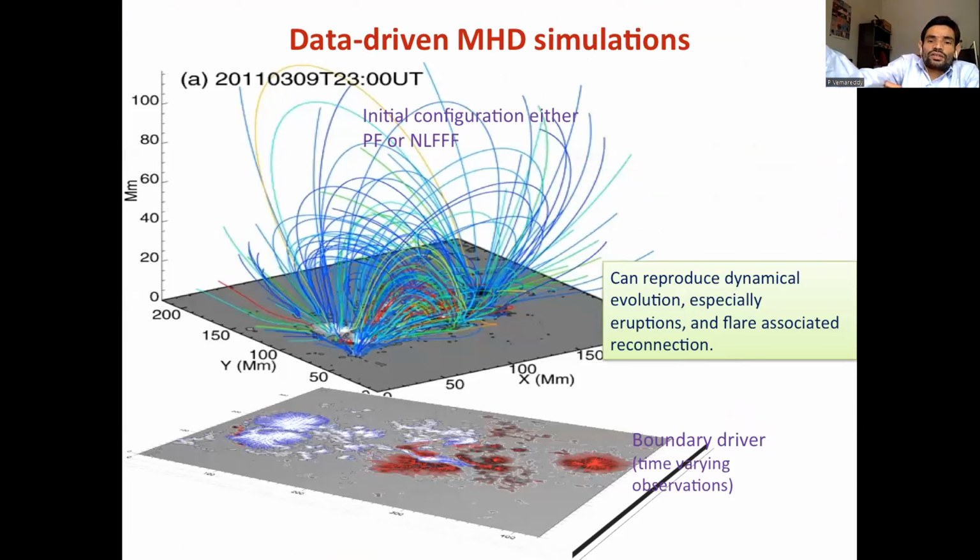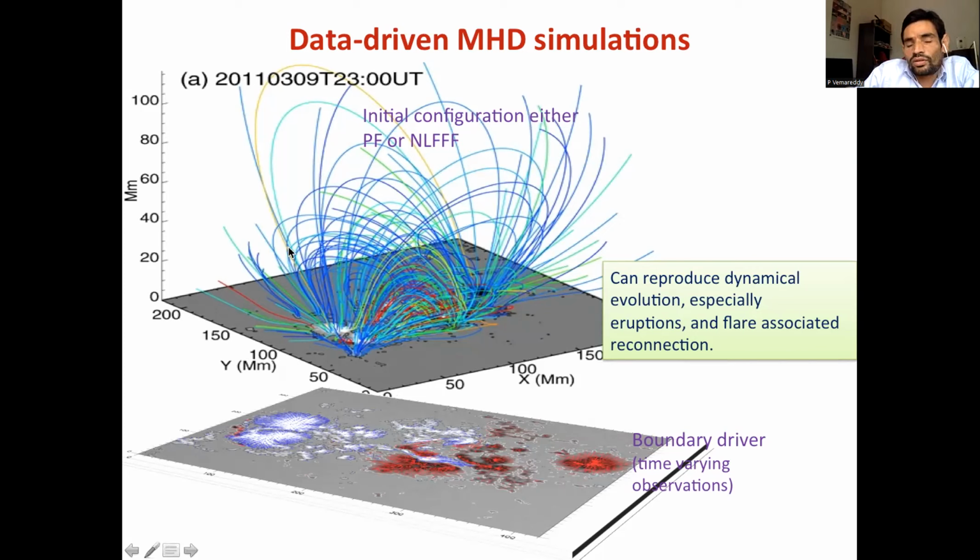Coming to the data-driven simulations, we have the initial field, which comes from a model in the solar atmosphere above the active region, and the boundary is time varying. If you keep changing the boundary from the observations of the magnetic field, then how does the coronal magnetic structure evolve, and that evolving magnetic structure can explain the magnetic eruptions. That is our aim. This is the basic understanding.